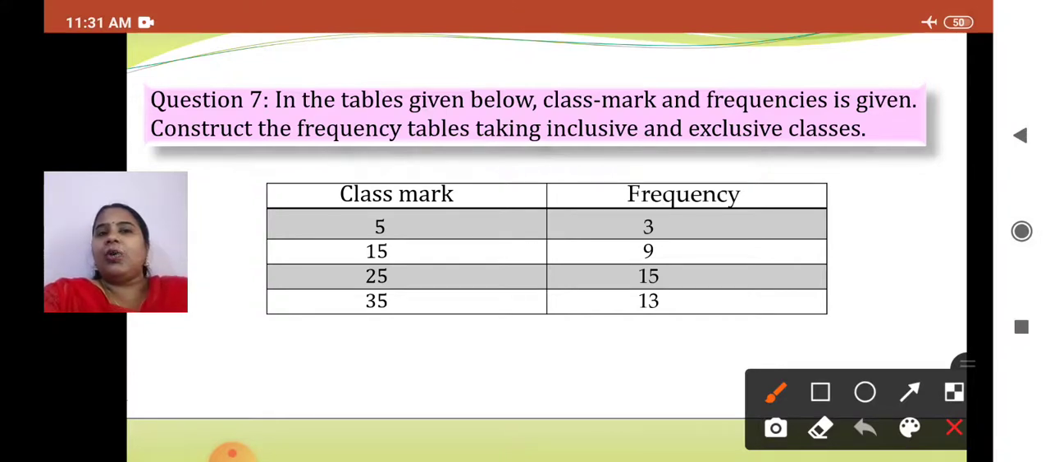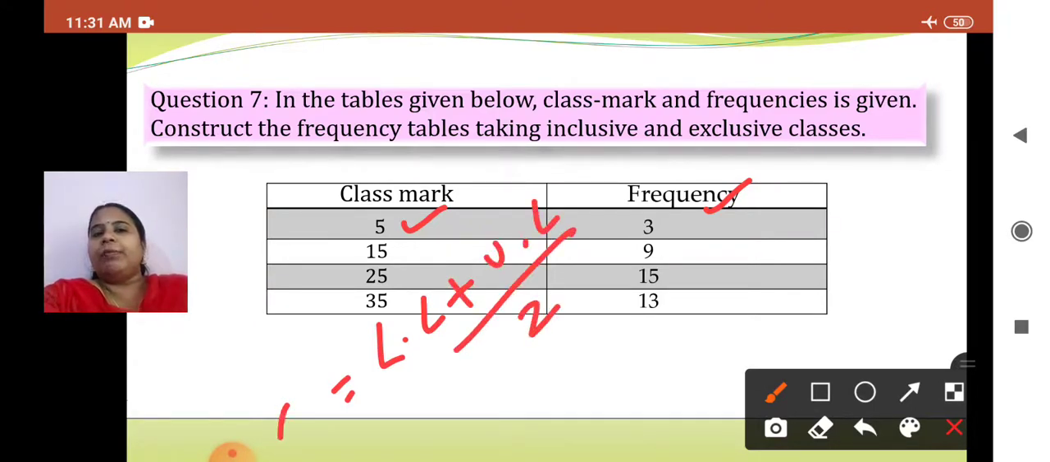The first thing that I know is class mark, and we know what is frequencies. Now class mark, the definition is lower limit plus upper limit upon 2. That is nothing but class mark. Now in this we don't know what is lower limit, what is upper limit, but we know what are the class marks.